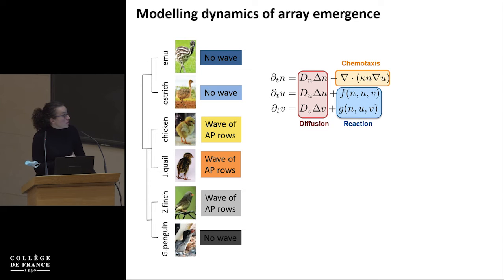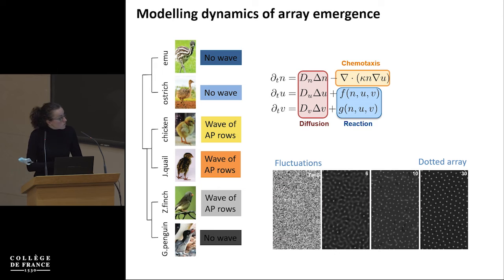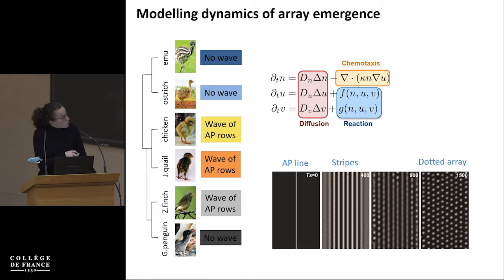So we started with a fairly simple model. These are the reaction-diffusion-like equations of Alan Turing combined with chemotaxis. This is quite classical. It was known to produce dotted arrays from initial random fluctuations, but not in a wave. So to try to intrinsically create this timely dynamics, we added to this initial conditions in a line so as to mimic the initial expression of beta-catenin, or the position of the first primordial rows.